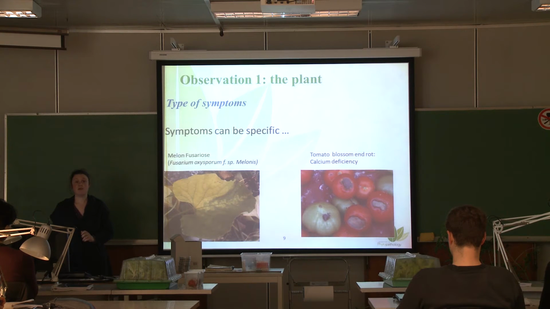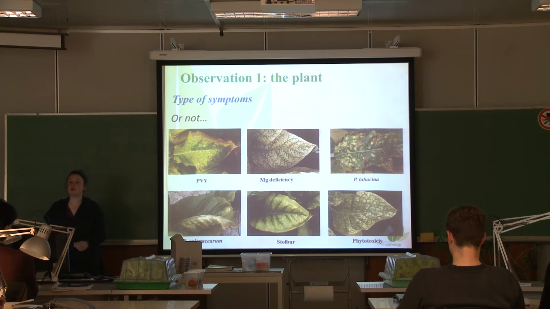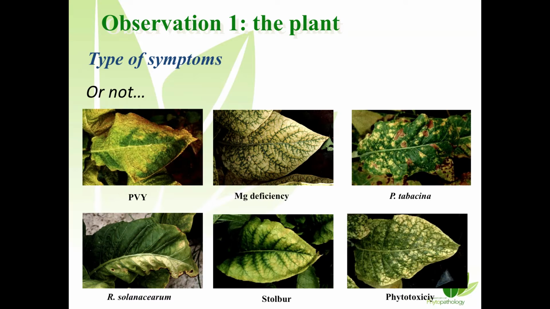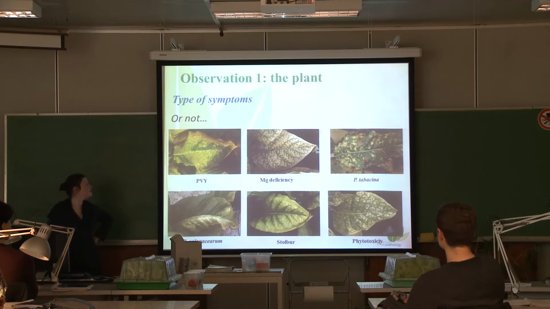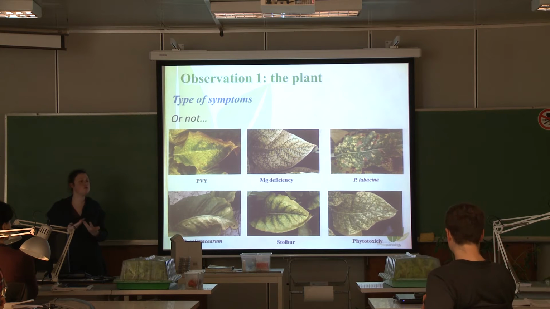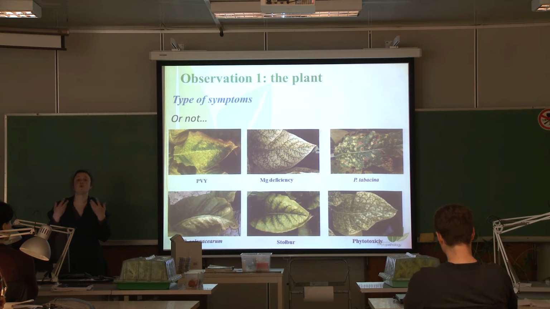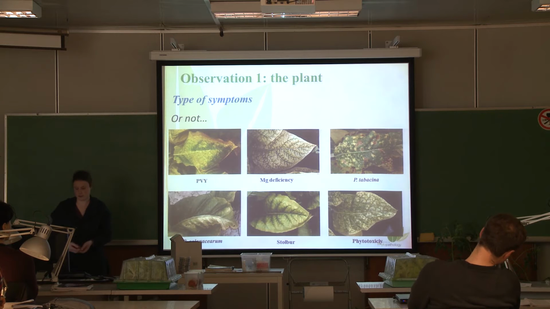But in most cases, the symptoms are not specific. You can have a chlorosis like this, which can be due to a large panel of stresses or diseases. Here on tobacco, we have chlorosis, and this chlorosis can be attributed to phytotoxicity, virus, nutrient deficiency, bacteria, and so on. So here, it's difficult just by observing the symptoms with your bare eyes to make a diagnosis.